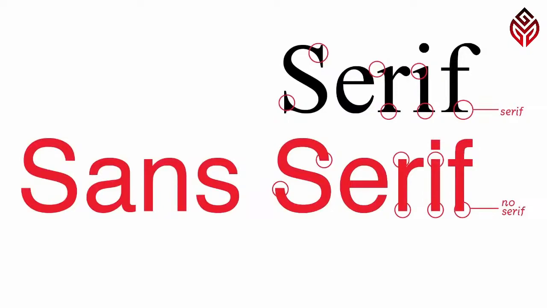So we've broken down the categories into serif and sans serif, 2 major categories, but let's break them down a little bit further and see what happens after that. Let's start by looking at how the serif typefaces break down.